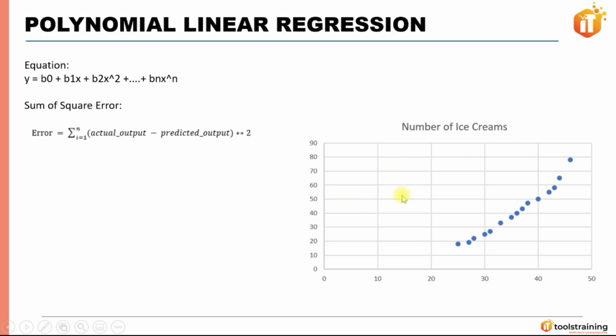And here we have data where we have number of ice cream sales on the basis of daily temperature. When daily temperature increases, the sales are growing polynomially, exponentially. Now let's perform the same using the same data set in our Jupyter notebook.